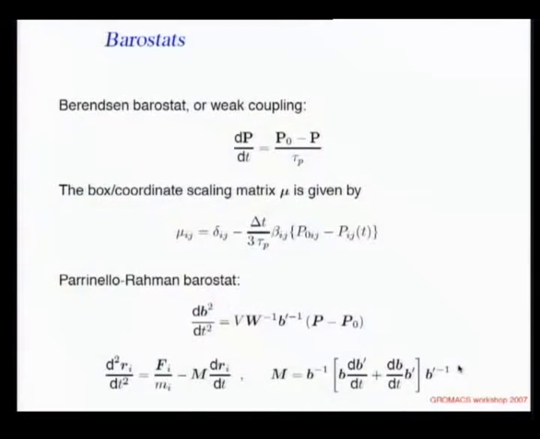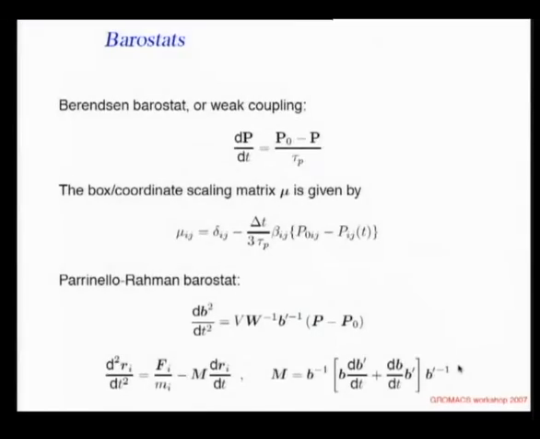Then barostats. This is analogous to the thermostat. You can couple the pressure. This is a Berendsen one again, where you would have the exponential decay, which is achieved by scaling the box and the coordinates in your system with a scaling factor, which is written down here. Or you can have an extended Hamiltonian approach again, which would be the Parrinello-Rahman barostat, which has been proven to give the correct ensemble, I think.